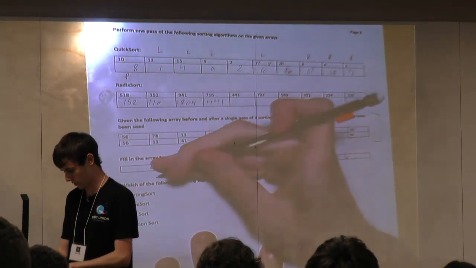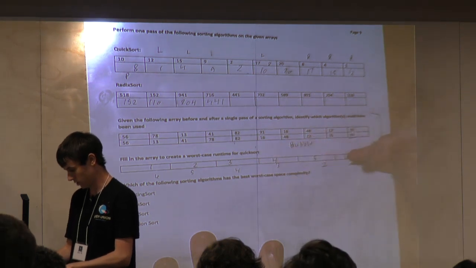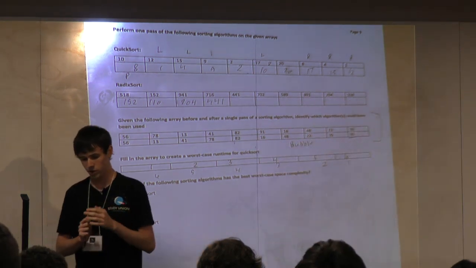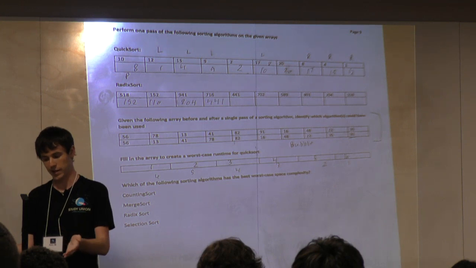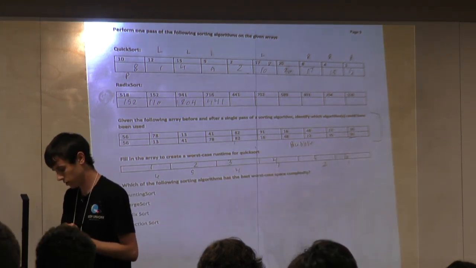Other ones for this is if it's opposite order, so 6, 5, 4, 3, 2, 1. There's a couple other little fringe cases like that, but basically making sure that we have to do the maximum amount of swaps and that we have to do every single comparison along the way.